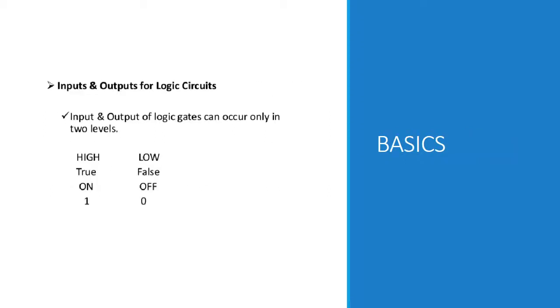Now we will discuss some basics of the logic gates. First of all, inputs and outputs for the logic circuit. Inputs and output of the logic gates can occur only in two levels, either high or low, true or false, on or off, or it can be represented by 1 or 0.